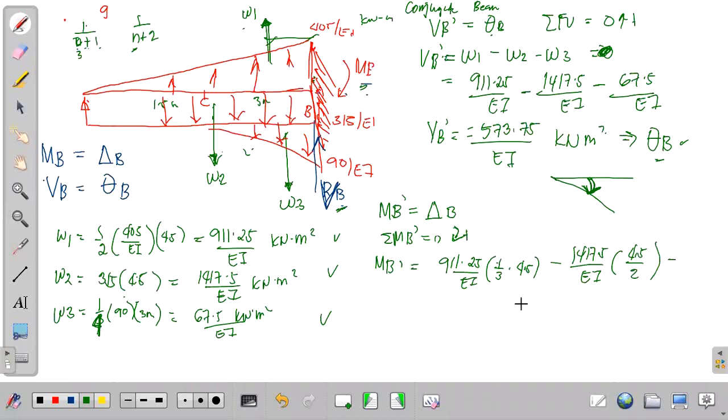Minus, we have 67.5 over EI times what would now be our location distance. So how much is this? This is a third degree curve, so 1/5, right? Let me repeat: for the location of the centroid of a curve, 1 over n plus 2. So for third degree, 3 plus 2, so it becomes 1/5. For area, 1 over n plus 1, so this is 1/4. Okay? So we have 1/5 times, what is our distance? We have 3. Okay? So kindly solve for our MB prime.